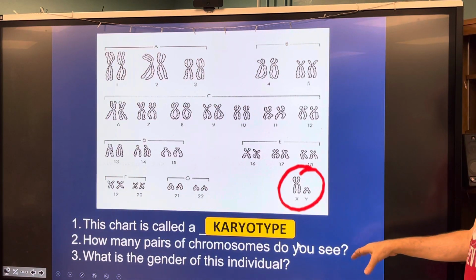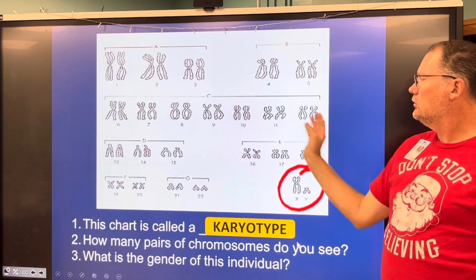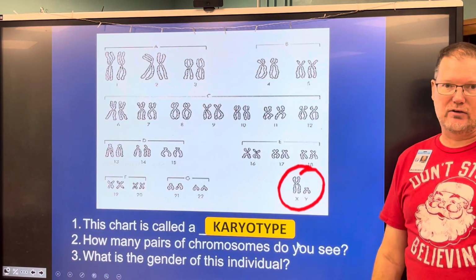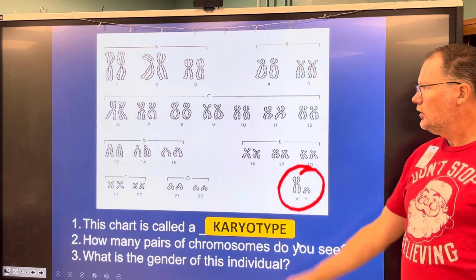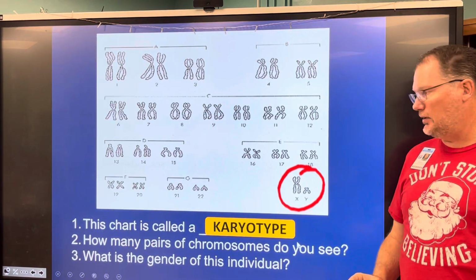So how many pairs of chromosomes do you see here? Count them up. 3 and 2. How many do you have? 23, right? So to make a total of 46 for human beings.